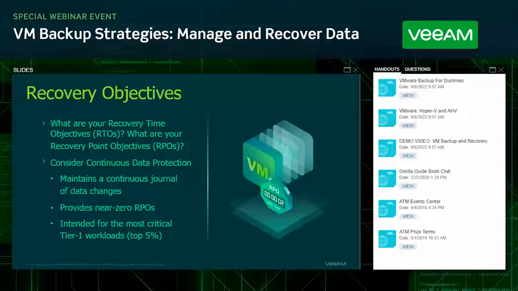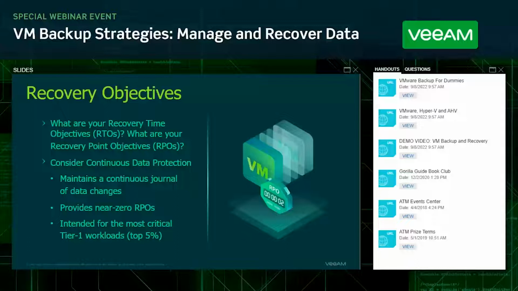So continuous data protection, we talked about that just a moment ago. It's a replica of your machine and basically catches near-replica changes to the other machine. We'll go into how it works in a second, but it's basically filtering out the changes. Near-zero RPOs. This was something Veeam had been working on for a while, and now we came out and crushed it because it is working so smoothly. And it's intended for the most critical tier 1 workloads.